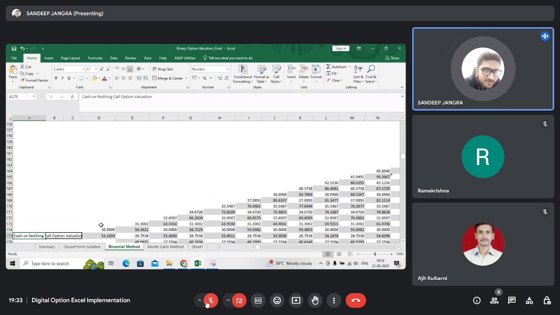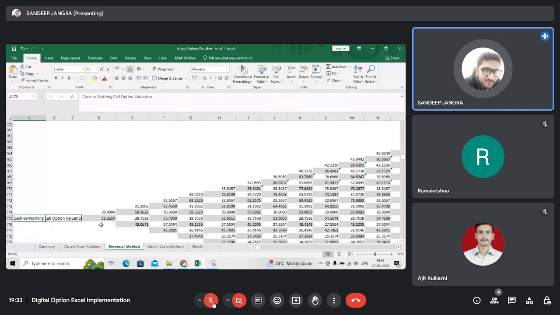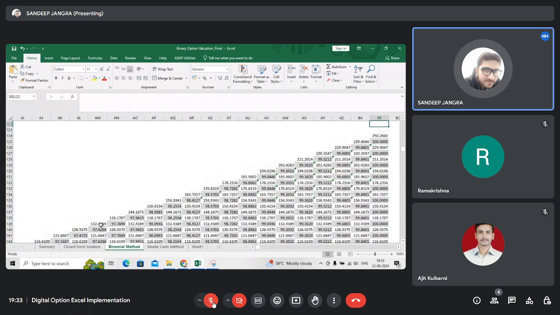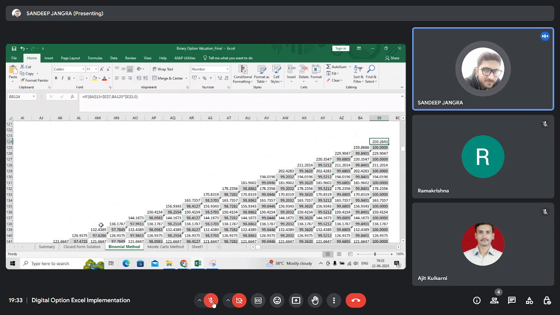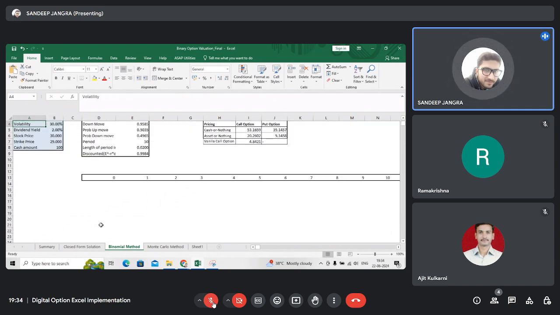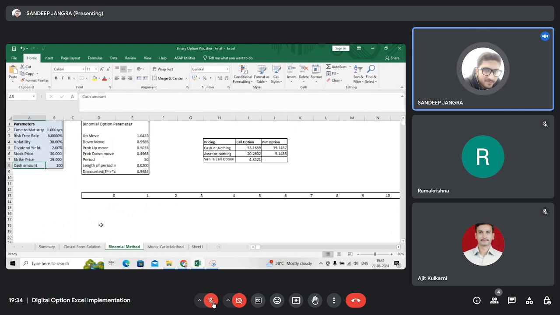Next we will see the cash or nothing options. The process is the same. You draw the same price tree using the same methodology, but the only difference I will explain. In a cash or nothing option, if your option lands in the money, you get a fixed cash amount. In our case the cash amount is $100, as given in our trade information.